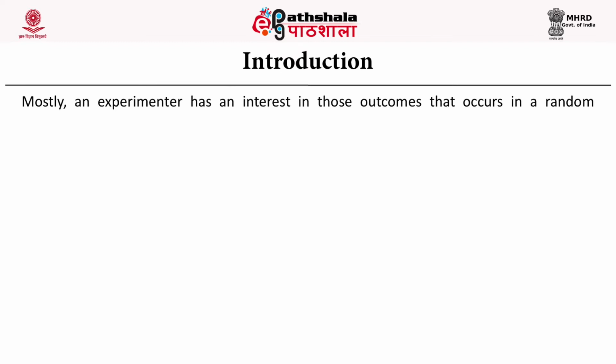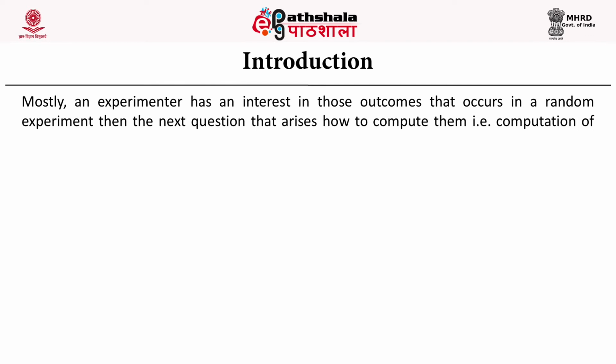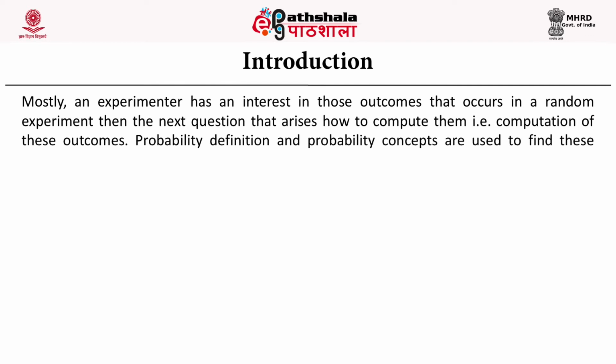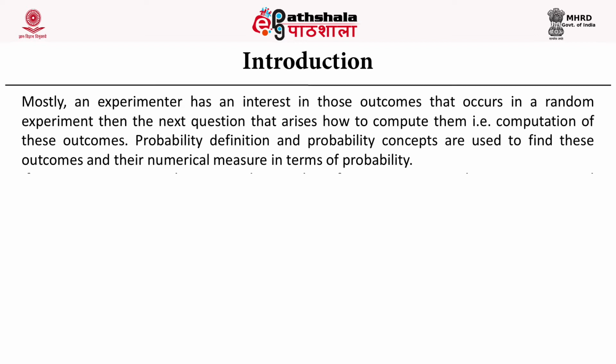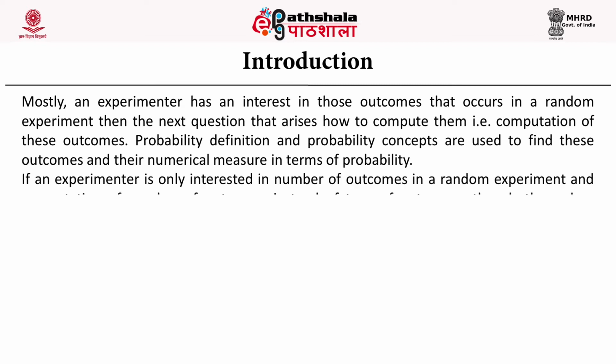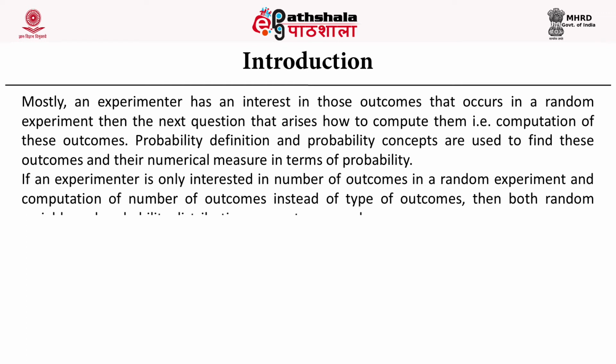Mostly, an experimenter has an interest in those outcomes that occur in a random experiment. Then the next question that arises is how to compute them, that is, computation of these outcomes. Probability definition and probability concept are used to find these outcomes and the numerical measure in terms of probability. If an experimenter is only interested in the number of outcomes in a random experiment and computation of the number of outcomes instead of the type of outcomes, then both random variable and probability distribution concepts are used.